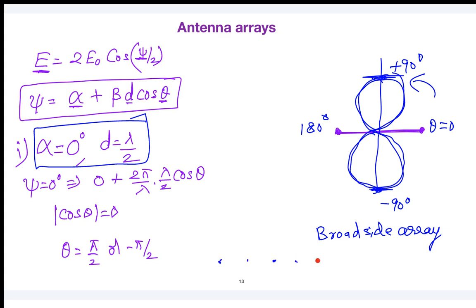Some 5 to 6 elements will be connected in parallel. For all the antennas, you are going to supply the same current with the same phase. And the distance between adjacent antennas will be exactly lambda by 2. So when you do the broadside array, you are going to get the electric field maximum at plus 90 and minus 90. Is the concept clear?